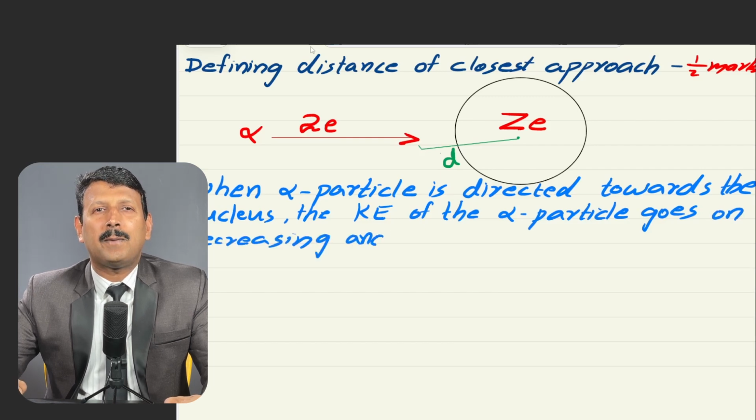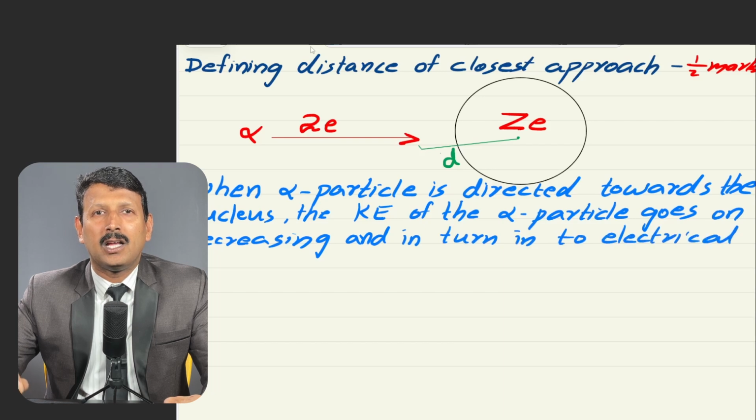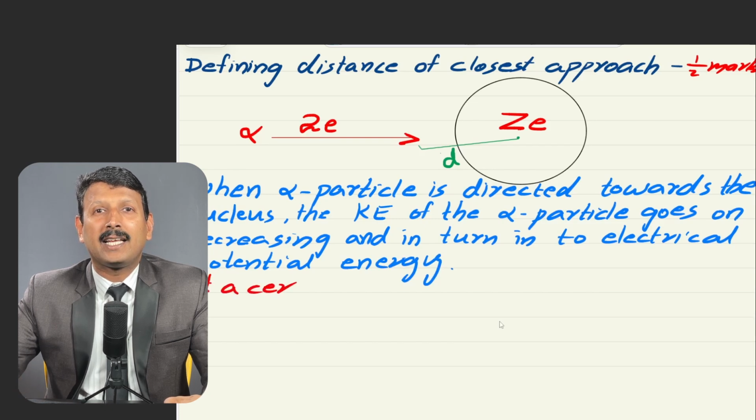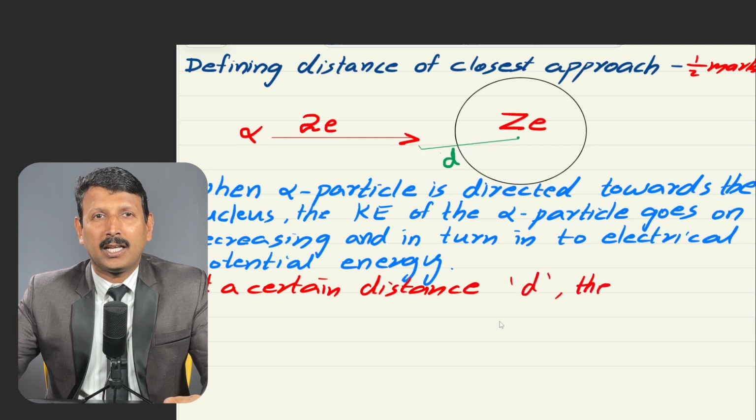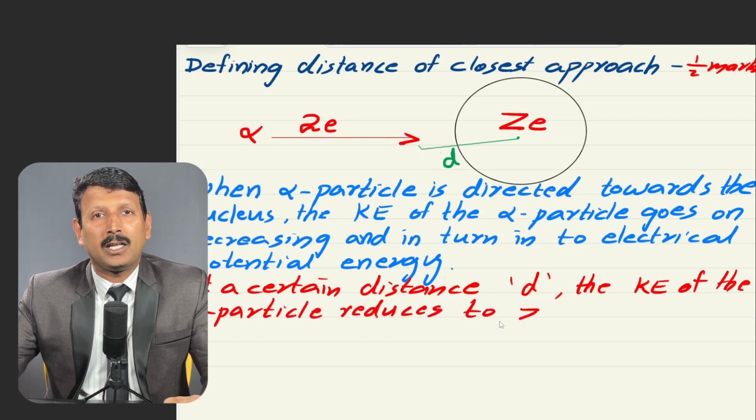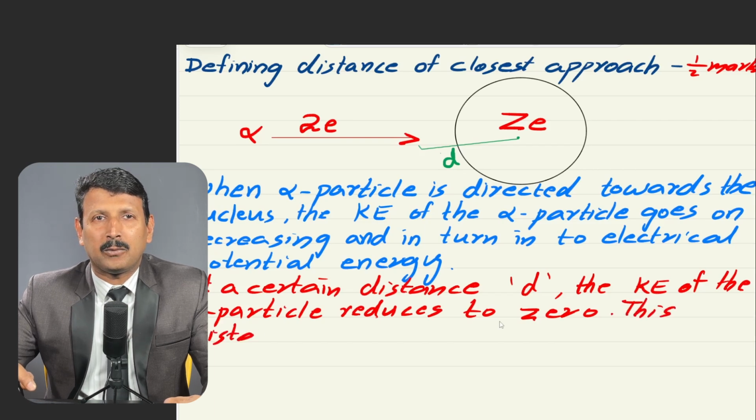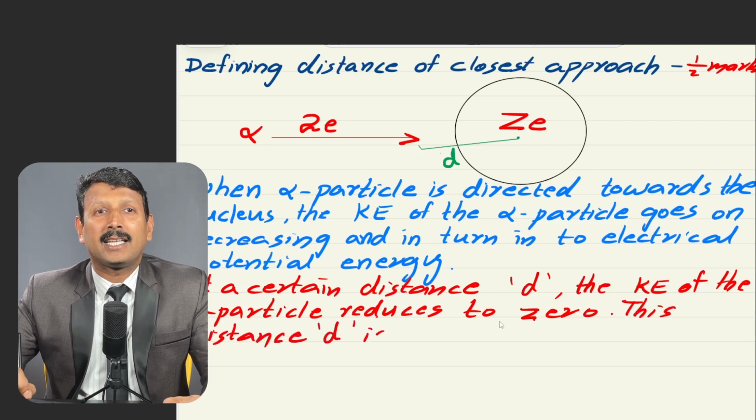When the alpha particle is directed towards the nucleus, its kinetic energy keeps decreasing. The reason is that the repulsion increases and the kinetic energy turns into electrical potential energy. So kinetic energy starts reducing and electrical potential energy starts increasing. There is a stage where all the kinetic energy equals the potential energy. At a certain distance d, look at the diagram, the kinetic energy of the alpha particle reduces to 0.